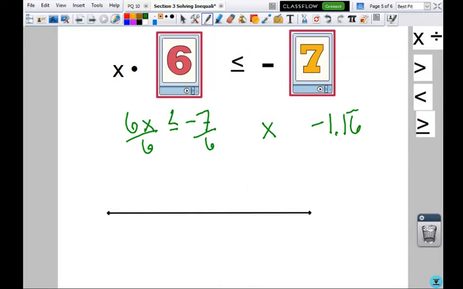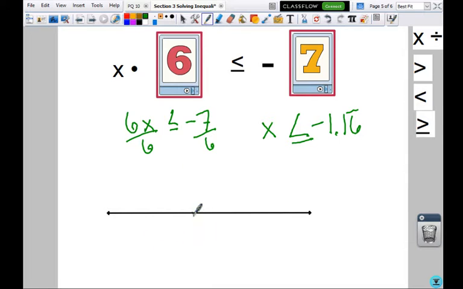No. My answer is negative, that's fine. But I didn't divide by a negative 6, so my inequality symbol does not flip. Remember, it's only when this number down here that you're dividing by or multiplying by is a negative. My answer can be negative, but only when the number you divide by is negative do you flip it.